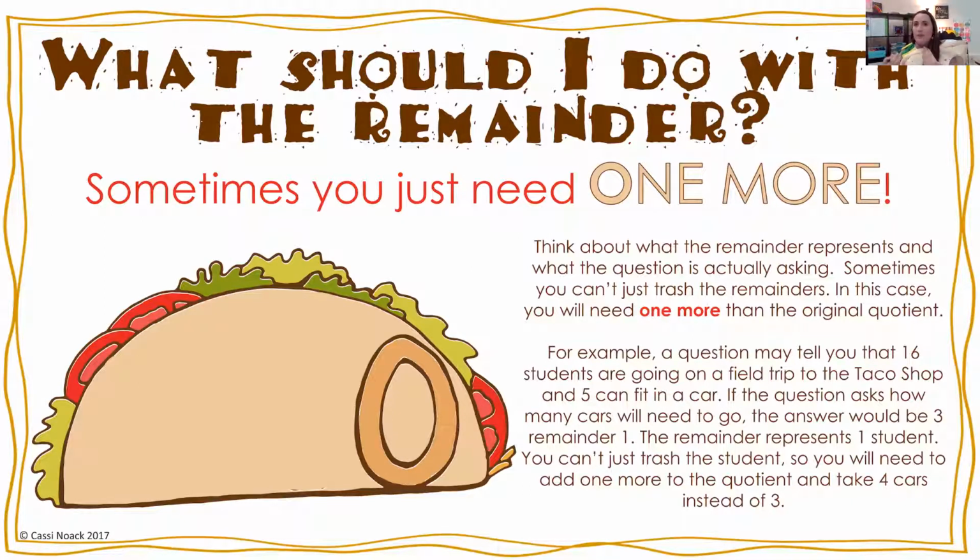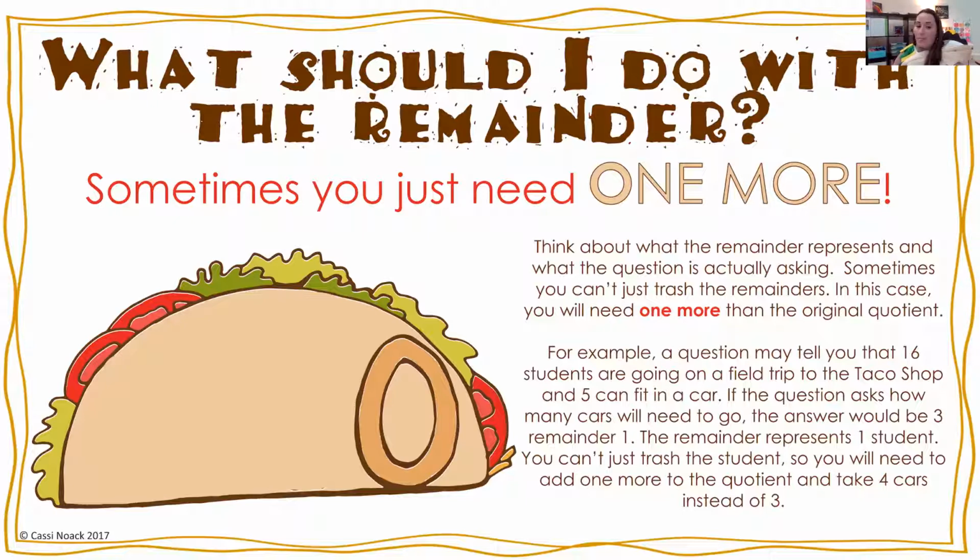You really have to think about what the question is asking you before you just try to use one of these strategies, all right? So sometimes you just need one more. And this is the last strategy for our taco about it. It says, think about what the remainder represents and what the question is actually asking. Sometimes you can't just trash the remainders. In this case, you will need one more than the original quotient.